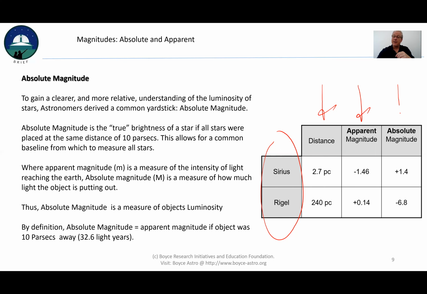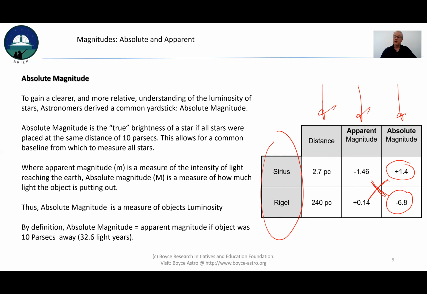Now, if I take the absolute magnitude and put them at that 10 parsec distance, things significantly flip. So both of these stars are put at 10 parsecs away. Now what's the magnitude? Sirius becomes dimmer. Remember, positive values of magnitude are dimmer stars. It's +1. Rigel becomes very bright. It's at a -6. Remember, negative numbers are bright on the magnitude scale. So notice how these numbers flipped. Apparent magnitude doesn't tell us much. Absolute tells us a lot, because now they're on the same yardstick.